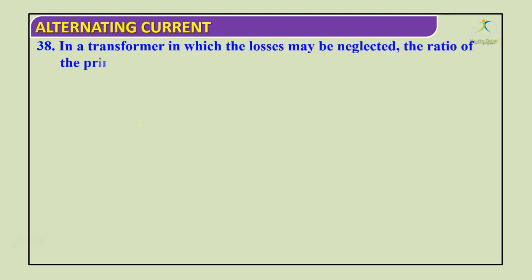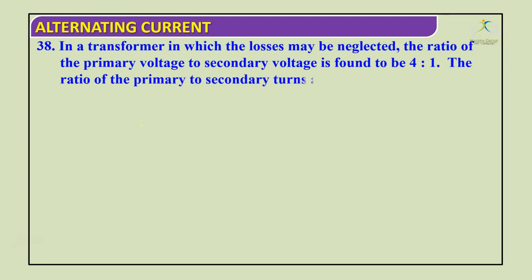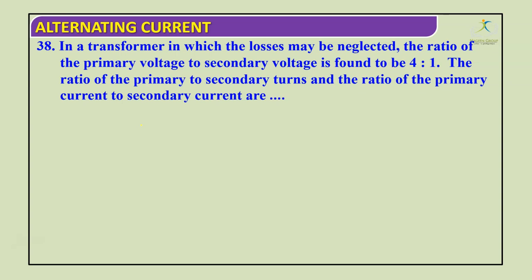Moving with the next question. In a transformer in which the loss may be neglected, the ratio of the primary voltage to the secondary voltage is found to be 4:1. The ratio of the primary to the secondary turns and the ratio of the primary current to the secondary current are: 4:1 and 1:4, 1:4 and 4:1, 4:1 and 4:1, or 1:4 and 1:4.